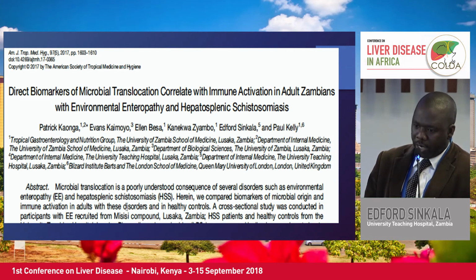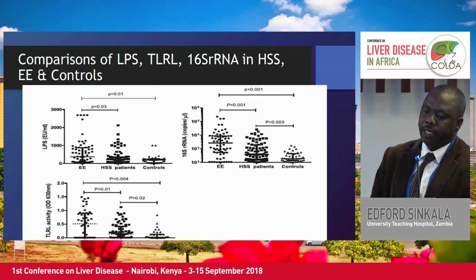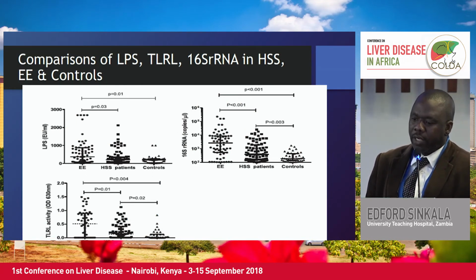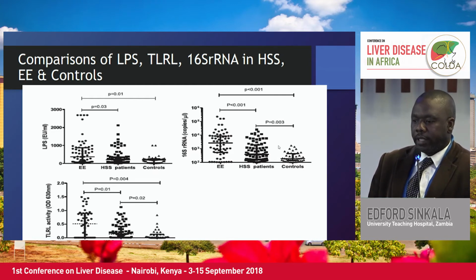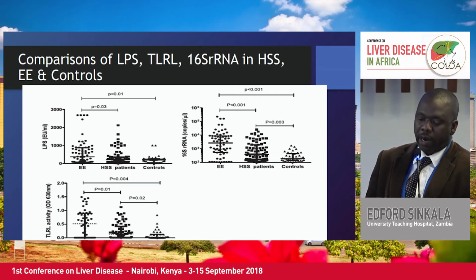So we did another study where we looked at two different groups: patients with environmental enteropathy, patients with cysto, and the controls. We wanted again to see if the markers were different in these patients. Again, here we see that the markers of translocation, like 16S RNA, were increased in cysto patients as compared to controls, but they were more increased in patients with environmental enteropathy. And so were the TLR ligands. They were also increased in patients with cysto as compared to controls.